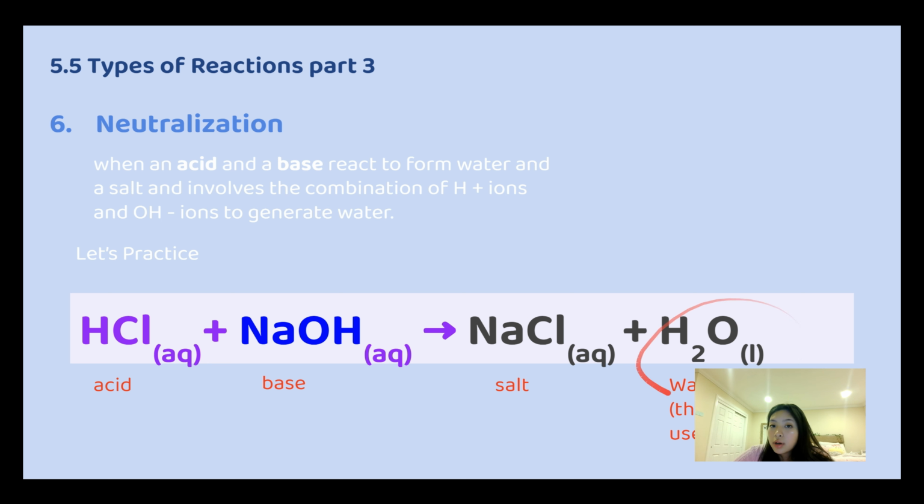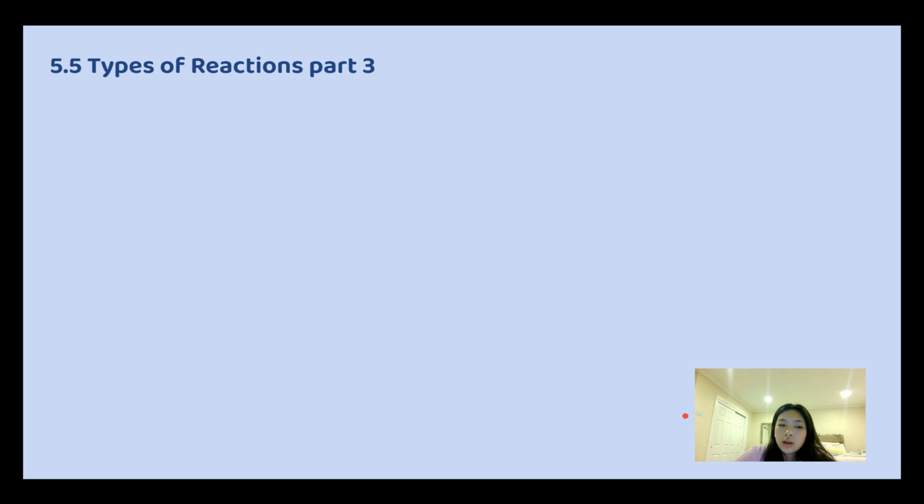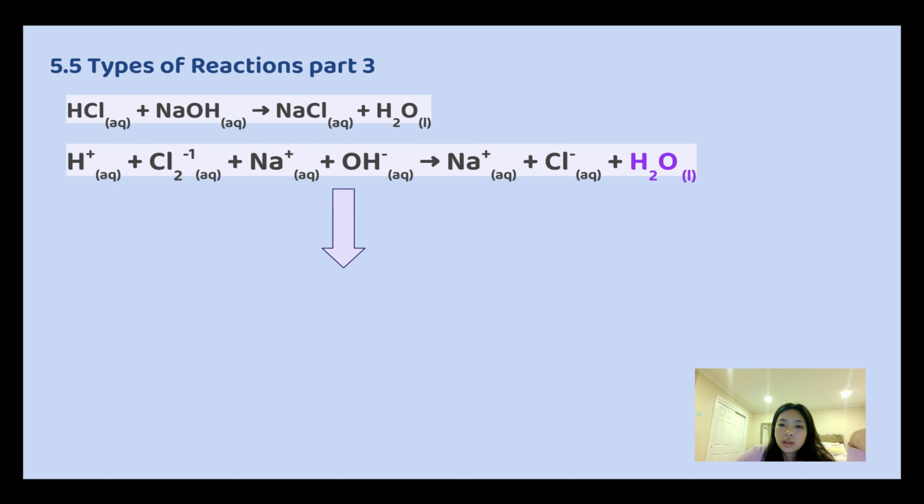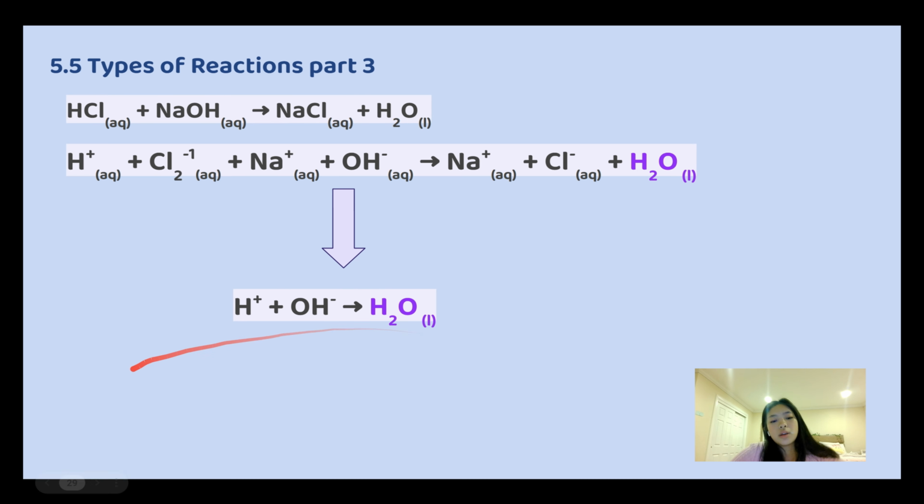And remember, water is going to be liquid, and this is useful because when you're given a net ionic equation, it's going to be finding the net ionic equation for water. So yeah, you can try doing this on your own, but this is just going to show you how to do that. So yeah, this is your net ionic equation.